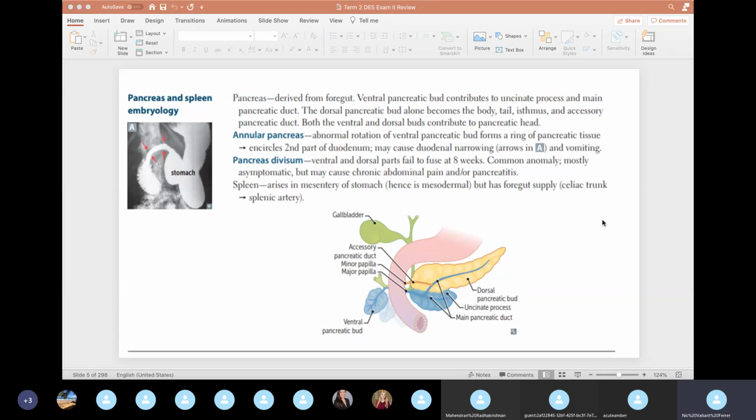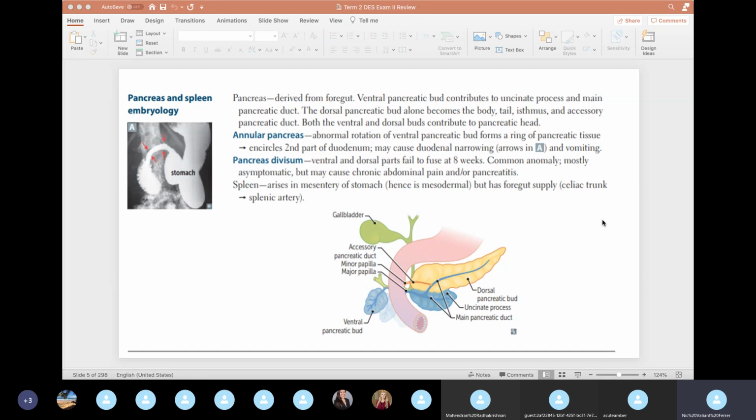So there are two kinds of diseases associated with abnormal development of your pancreas. The most high yield here is the annular pancreas, although I've seen NBME questions about pancreas divisum. So annular pancreas is abnormal rotation of the ventral pancreatic bud. It forms a ring of pancreatic tissue which encircles the second part of the duodenum. It causes duodenal narrowing, meaning the ventral pancreatic bud fails to fuse with your dorsal pancreatic bud. That's why it forms a ring of pancreatic tissue around the second part of your duodenum, which causes duodenal narrowing.